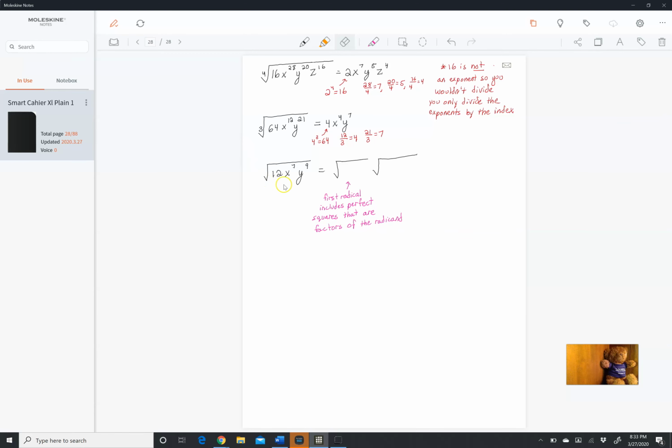So remember, 12x to the 7th y to the 9th is the radicand. The radicand is what is under the radical, okay? This radical is just what's left over. Essentially, these are all of the things that we can't simplify. So we've done this with square roots before. We've looked for factors of 12 that are perfect squares. And a factor of 12 that's a perfect square is 4, okay? So 4 is the factor that's a perfect square.